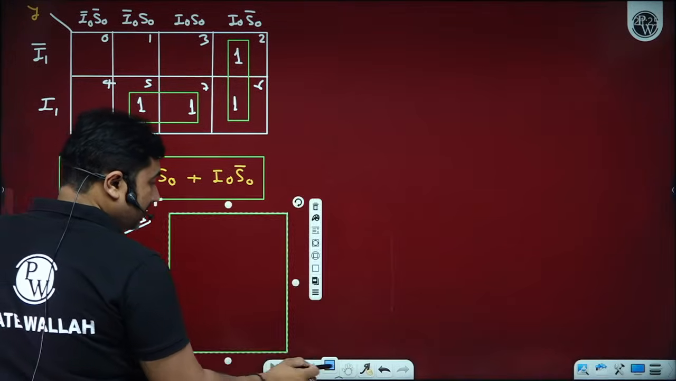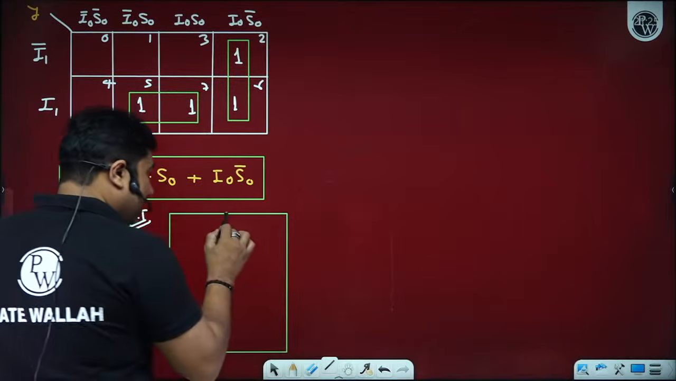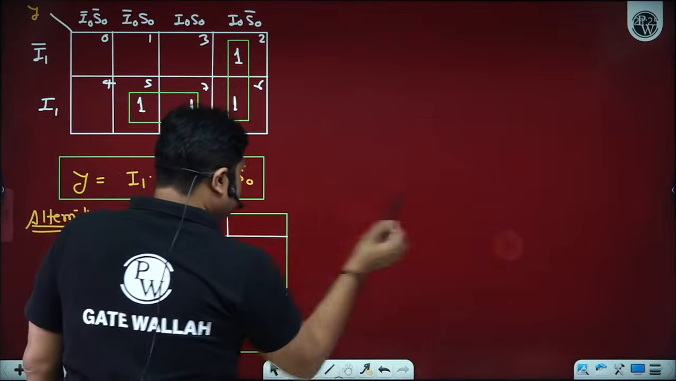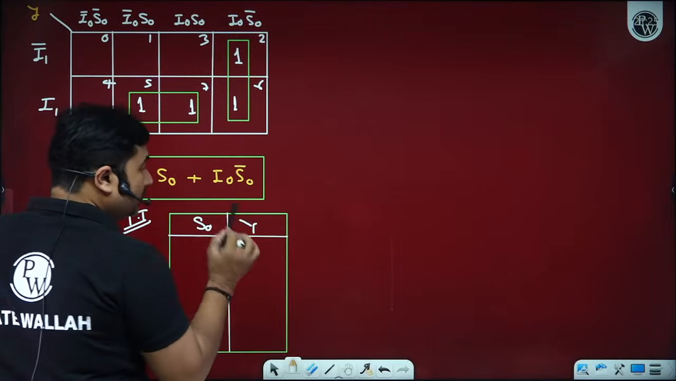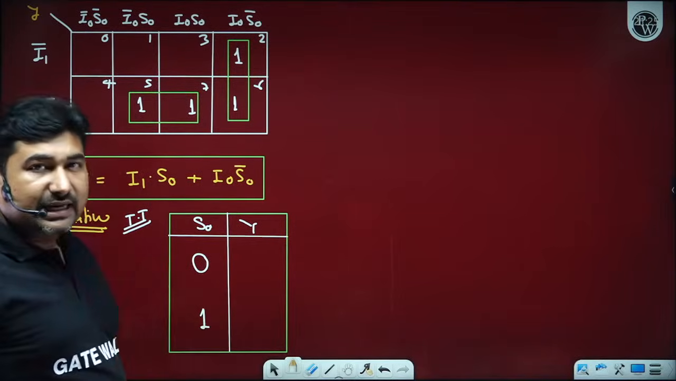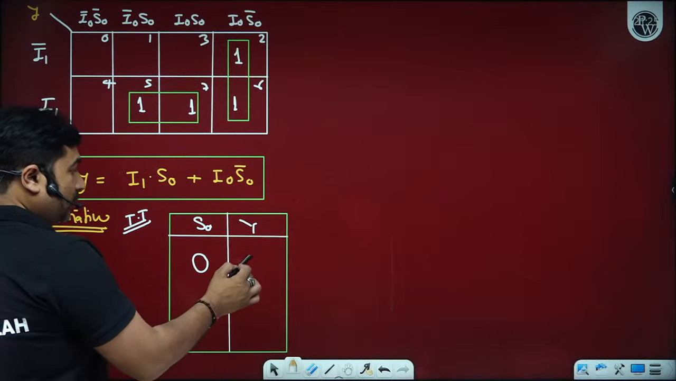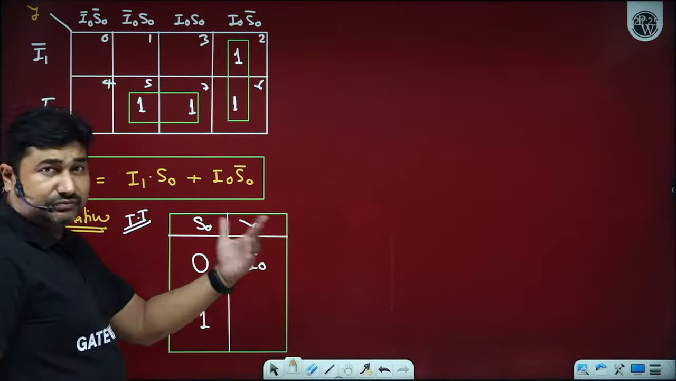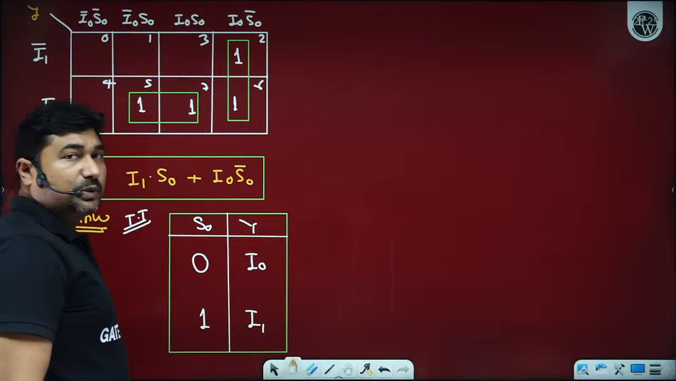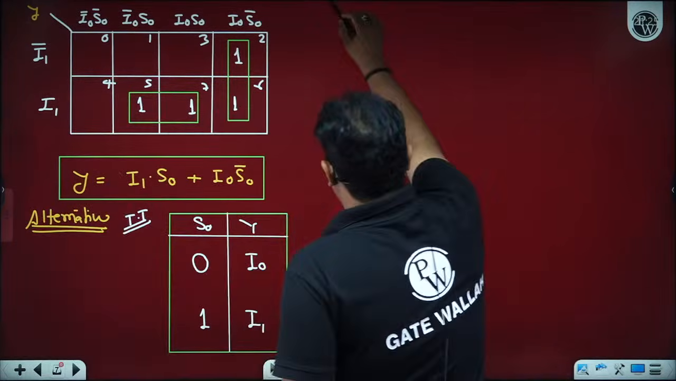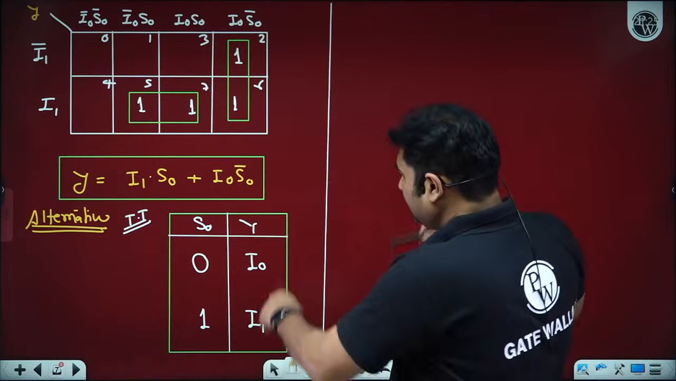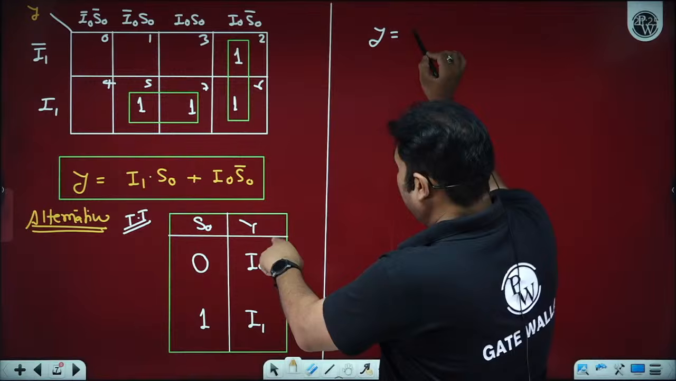In this truth table, we are observing that the output is one of the inputs, because of the select line. So how many possibilities of the select line are there? There are two possibilities, either 0 or 1. If S0 is 0, we get I0 as the output Y. And if S0 is 1, we get I1 at the output Y.